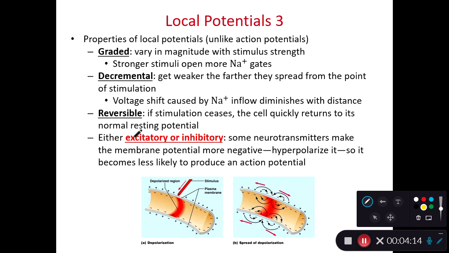We also need to emphasize that local potentials can be excitatory or inhibitory. Some neurotransmitters are going to make the membrane potential more negative, or hyperpolarize our membrane. Instead of making it more likely to initiate an action potential, these inhibitory neurotransmitters, or inhibitory local potentials, are going to make it less likely that we produce the action potential and actually send a signal through whatever neuron we're looking at.